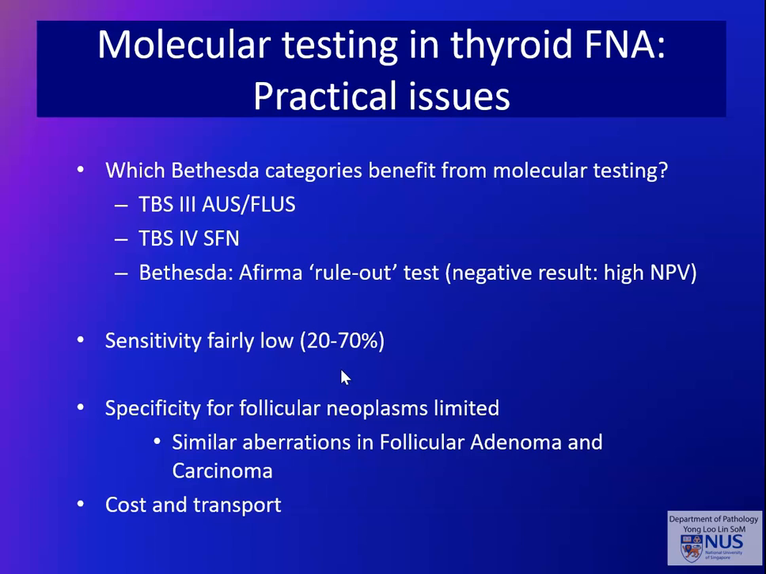The sensitivity is fairly low for molecular testing, so one has to remember that the genetic aberrations that we're looking for may be present in as low as only 20% or even less of some malignancies. And again, as I mentioned earlier, the specificity for follicular neoplasms is limited because they have overlapping molecular aberrations between benign and malignant follicular neoplasms. Of course, one must also consider the cost.